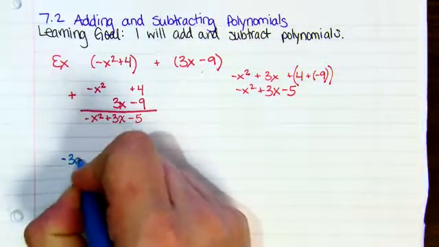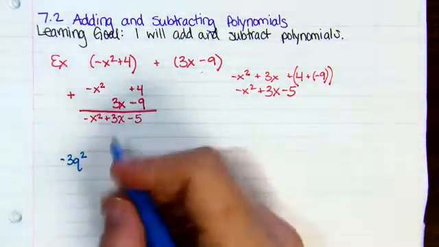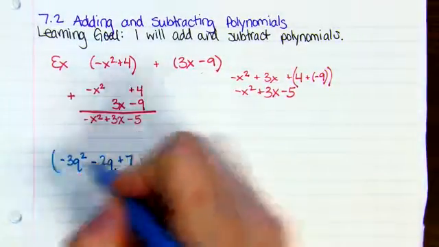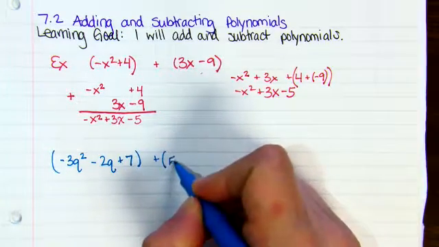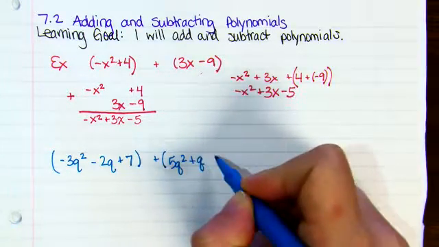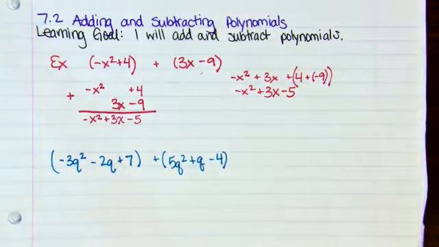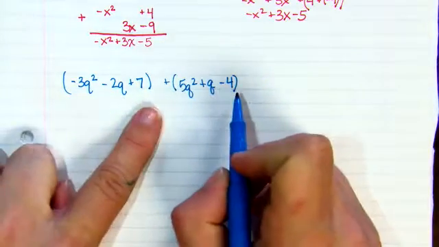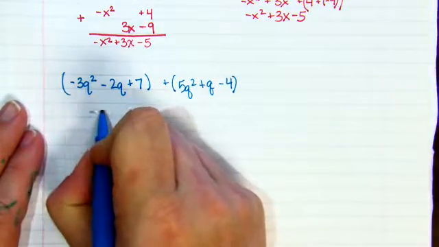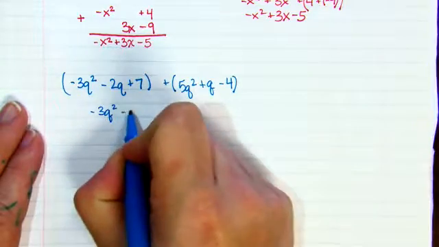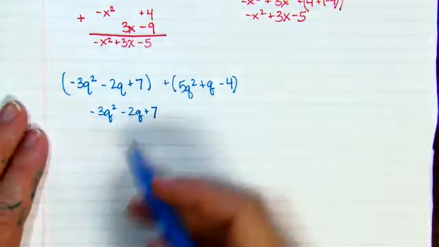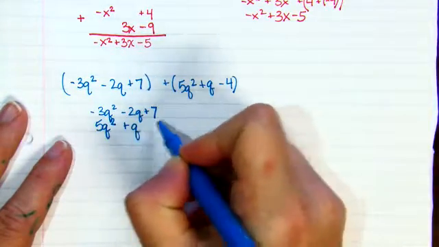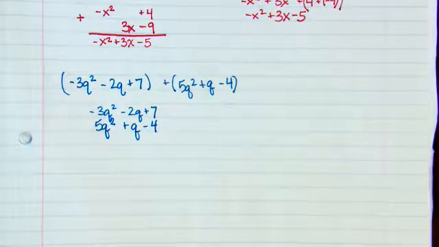If I had negative 3q squared minus 2q plus 7, and I'm going to add that polynomial to 5q squared plus q minus 4. So let's try doing this one vertically. You can see they each have a q squared, a q, and a constant term. So it's actually a little easier to write them out vertically. So that's going to be where my 5q squared is going to be plus q minus 4.